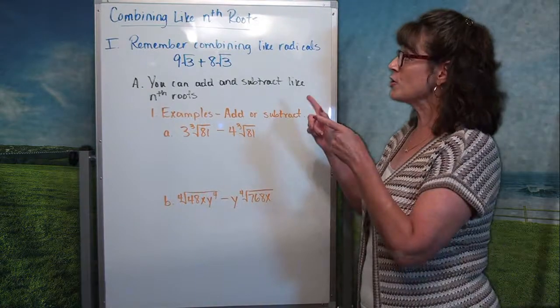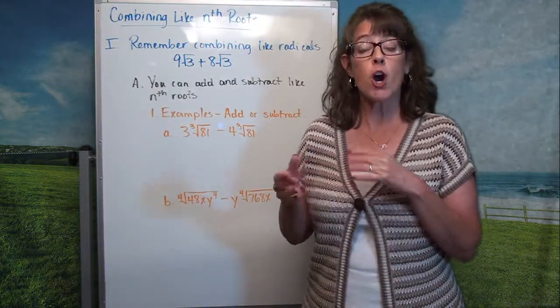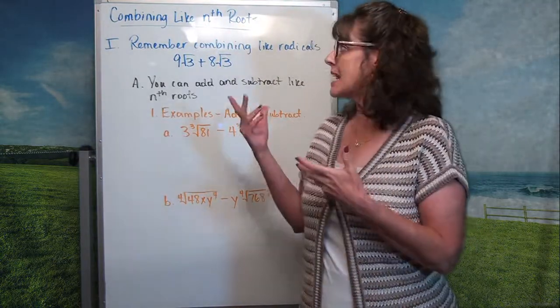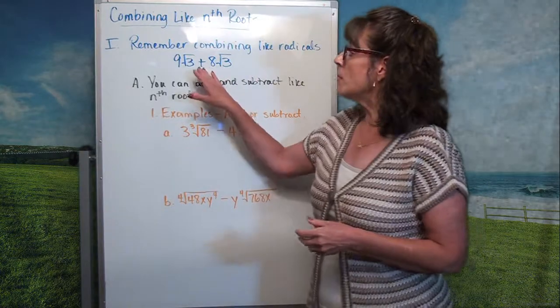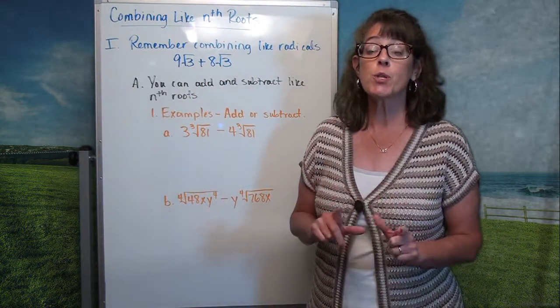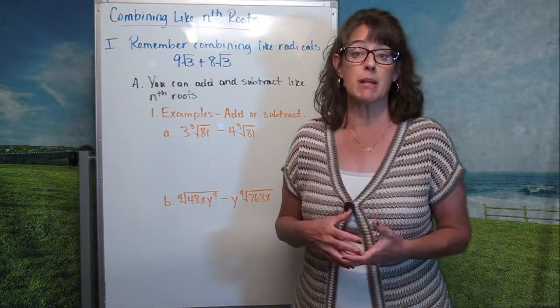And now we're going to serve up some combining like nth roots. Now remember, we talked before about being able to combine like square roots. Same thing's going to happen here. And so remember that when we combined these like radicals, as long as the radicals were the same, that made them like terms, and we could work the coefficients and retain what's making them alike.